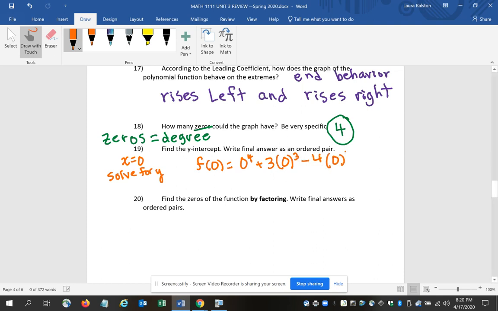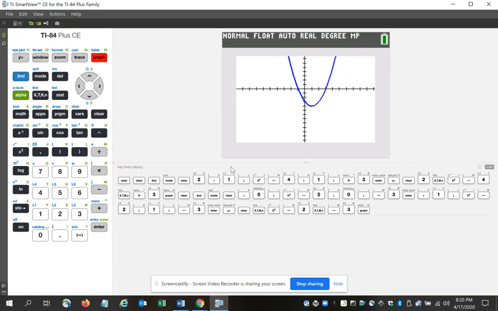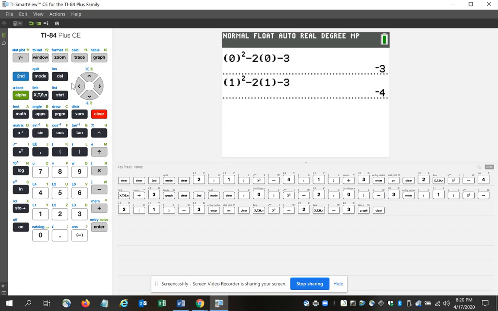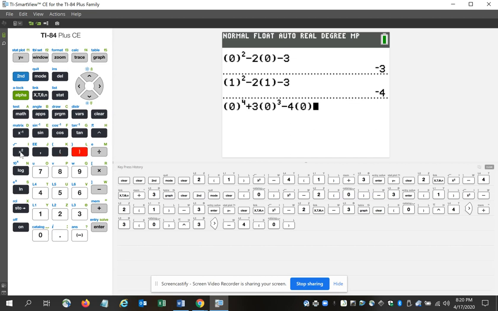And again, I want to avoid making some calculation error, so I'm going out to my calculator and I'm going to type it in. Parentheses, 0, close parentheses, raised to the fourth power, arrow out of the exponent, plus 3, parentheses, 0, close them, raised to the third, arrow out of the exponent, minus 4, parentheses, 0, close them, squared, and I hit enter. And it is going to be 0.